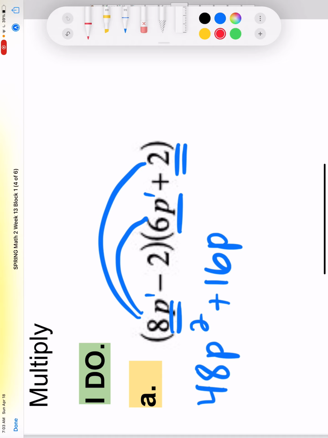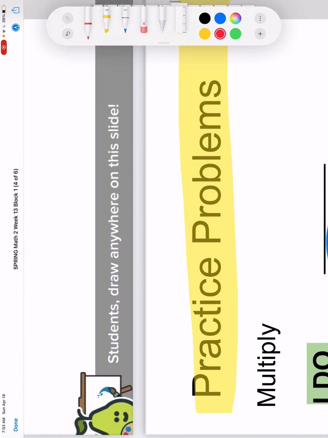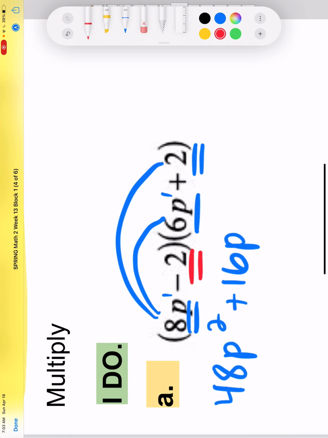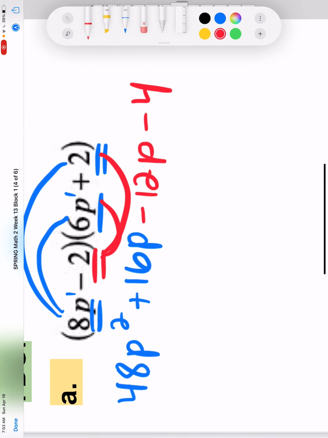I'm going to do the same thing with my second term. So that second term is going to get distributed to both in the second set of parentheses. So that negative 2 gets distributed now. So negative 2 times 6p gives me negative 12p. And then negative 2 times positive 2 gives me negative 4.